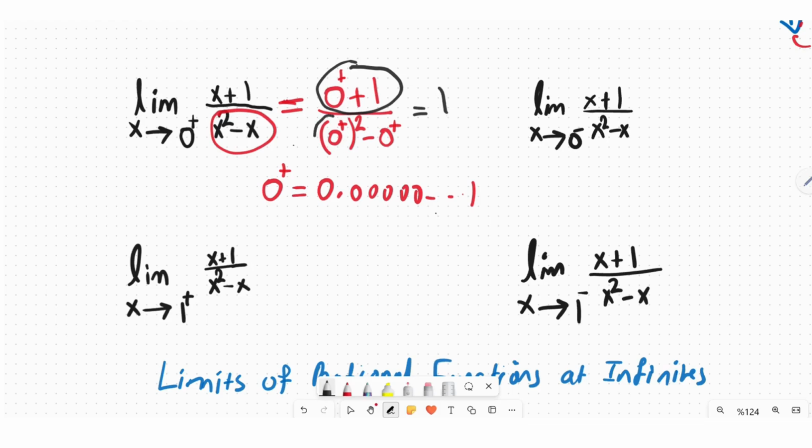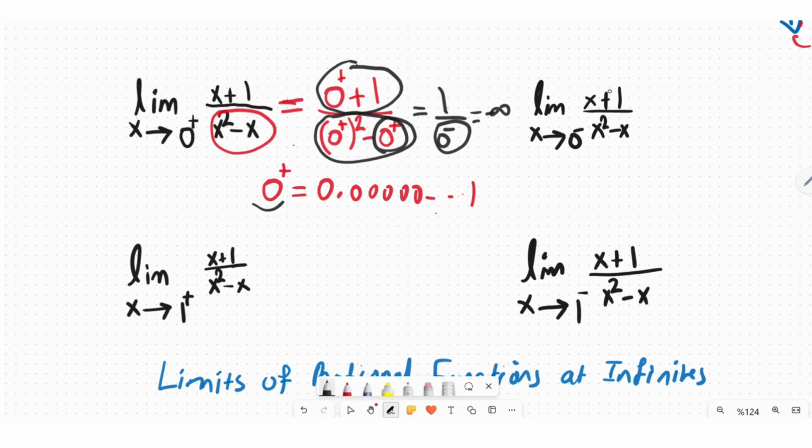And consider this expression. When you take the square of 0 to the power plus, you are going to have a number which is smaller than this value. That's why we have 0 to the power minus. Namely, we have a number which is very close to 0 but negative. In that case, we obtain minus infinity. And what about the other example?